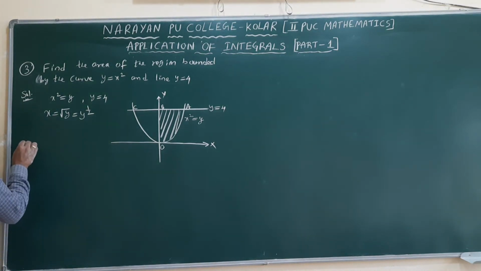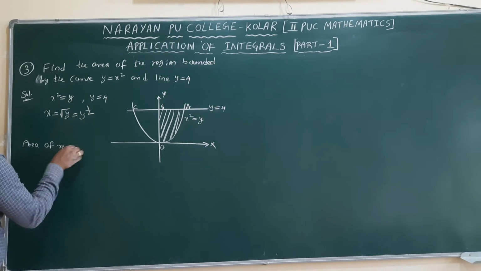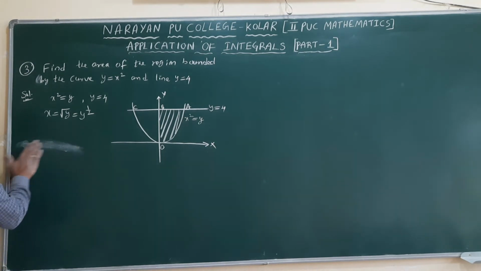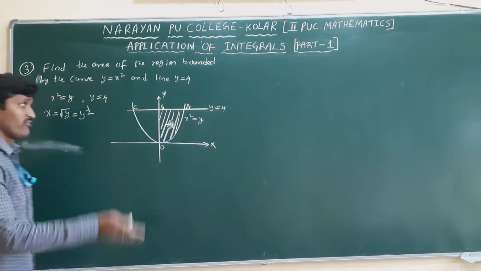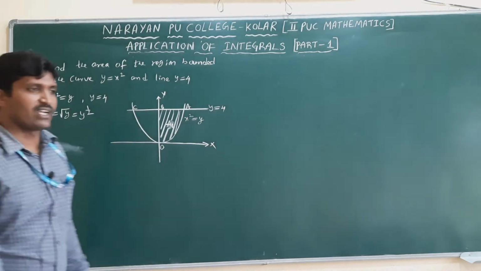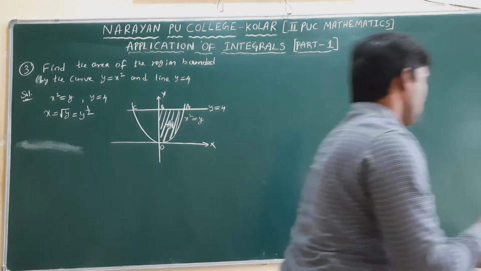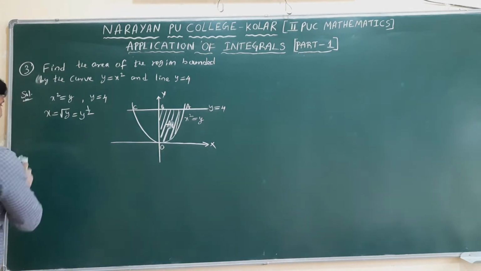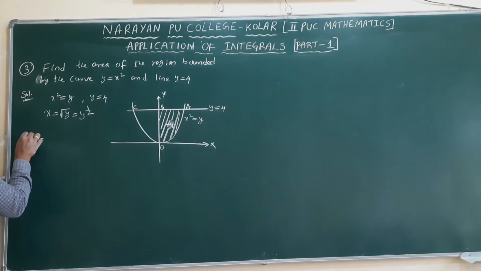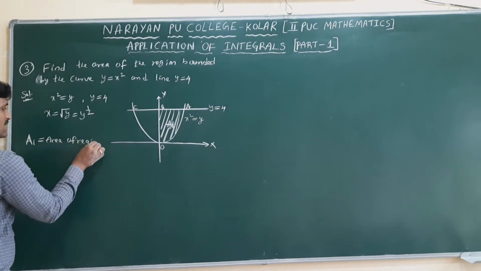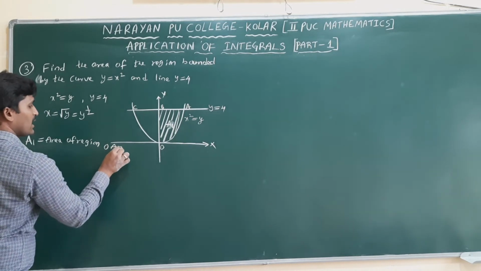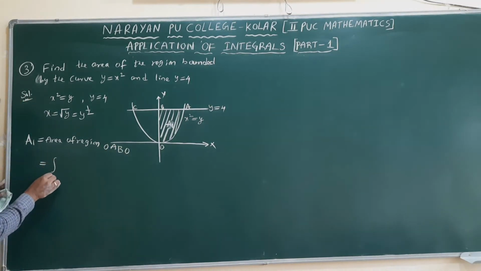Now, before finding the total area, I will find out only one area. I will assume this is A1, but we need to find the total area. For finding total area, I will find one part first. A1 means what? Area of region OABO.